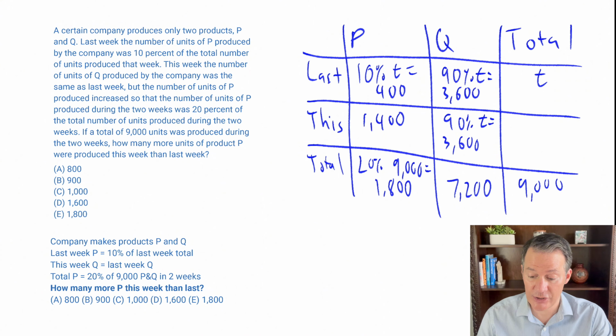Finally, look back at the question. How many more units of P this week than last week? 1,400 minus 400 is just 1,000, which means our answer is C. So this is, again, a great way to organize things and work through the problem without having to do a lot of algebra and potentially getting lost.